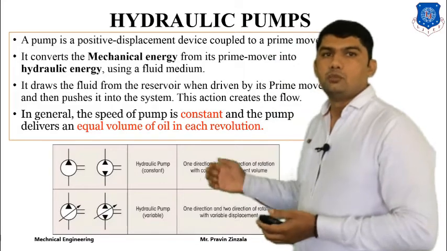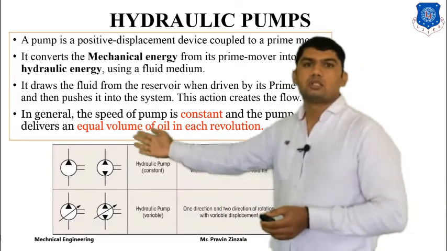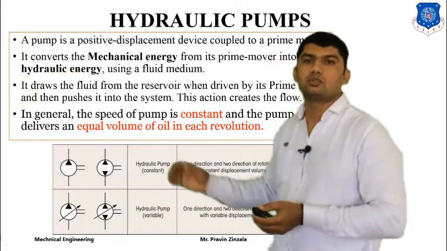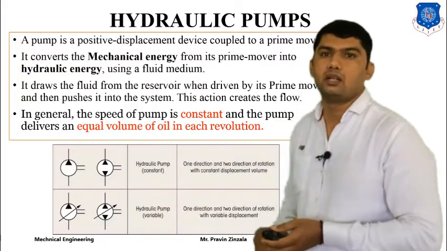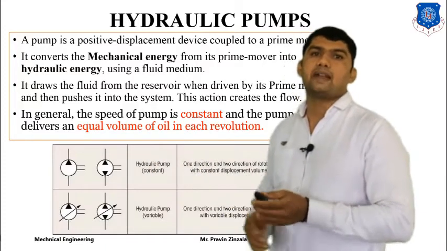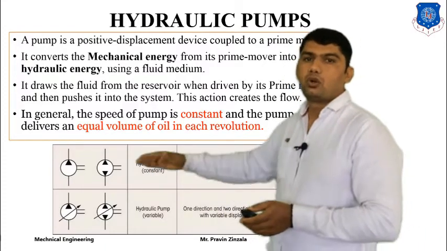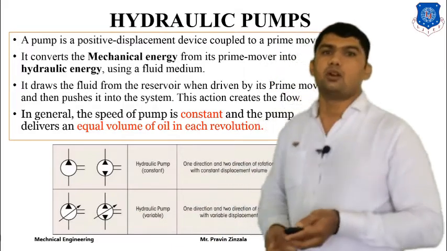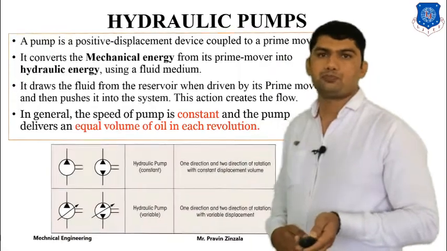Here the first diagram is a variable displacement single directional pump and the second diagram is a two directional variable displacement hydraulic pump. For the symbol of a hydraulic pump, first draw a circle and draw a triangle outward on the circle. If you draw two triangles, it becomes a two directional pump. And if you draw the cross arrow, it becomes a variable displacement hydraulic pump.